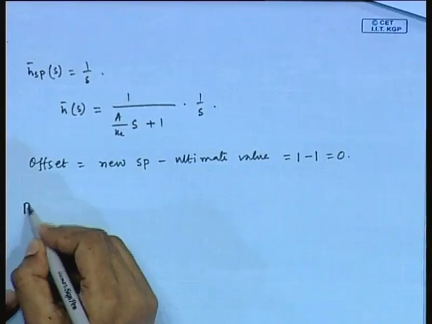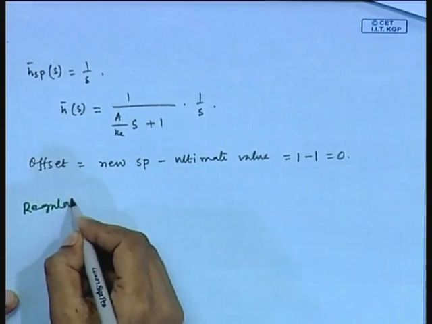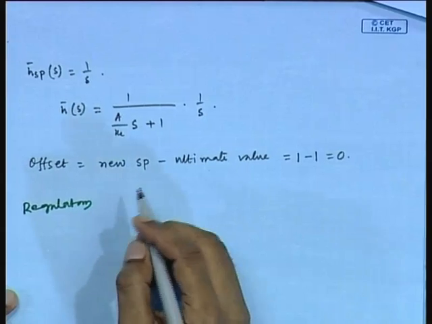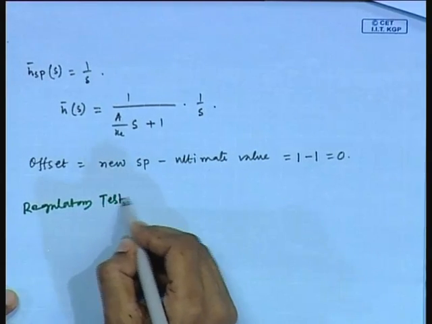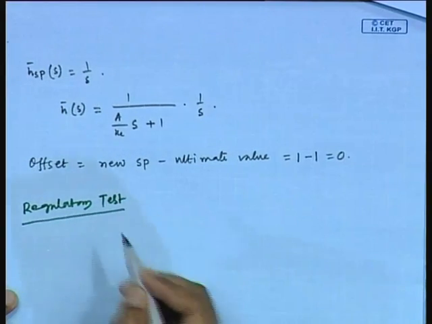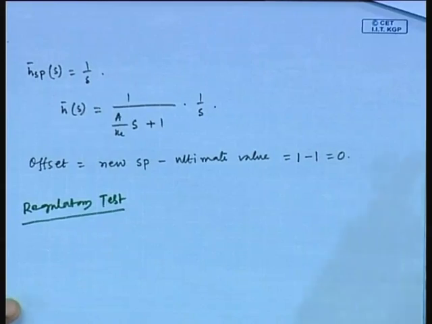Definitely, by conducting the servo test, we got offset equals 0, but we need to also conduct the regulatory test. So, in the next, we will conduct the regulatory test and we will see what is the offset.